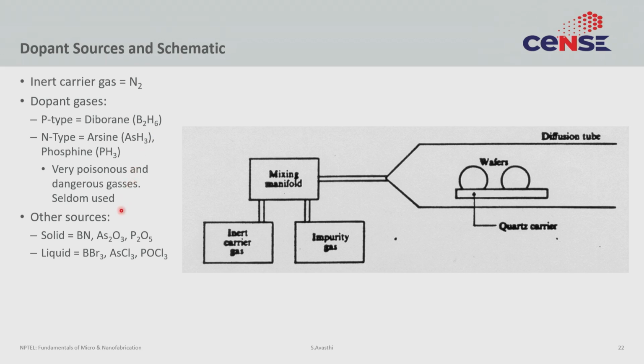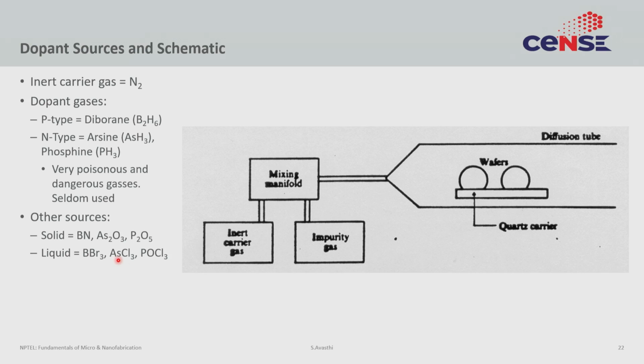Sometimes if you do not have vapors, you can have solid precursors. For example, you can use boron nitride for boron, you can use arsenic oxide or phosphorus oxide. You can also use liquids. You can use boron halides, arsenic halides, or POCl3. All of these are liquids that have higher vapor pressure. So, you just bubble through some inert gas, and then the liquid forms vapors, and those vapors are then transported to your wafer.